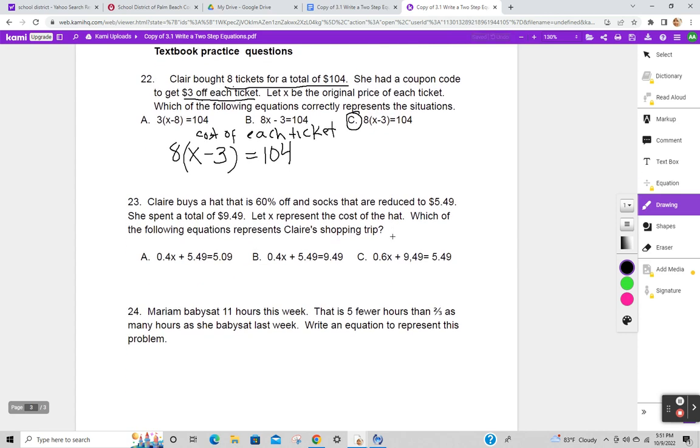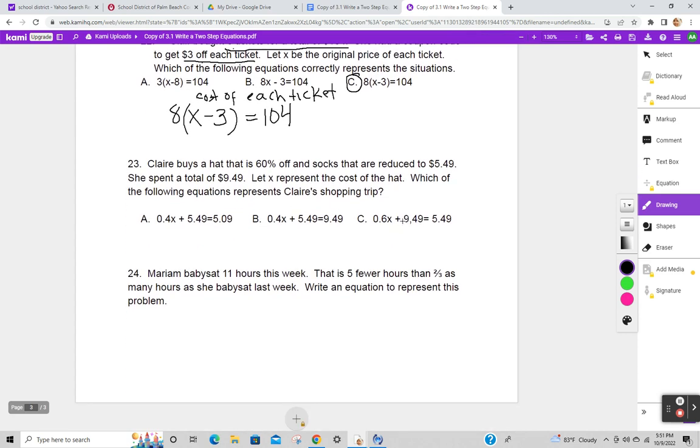All right, let's go on to number 23. Claire buys a hat that's 60% off and socks that are reduced to $5.49. She spent a total of $9.49. So she buys a hat. Plus she buys socks. And the entire total is $9.49. So we just need to write what that looks like mathematically.